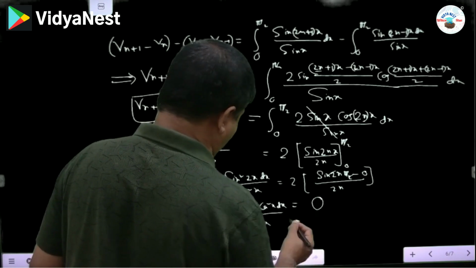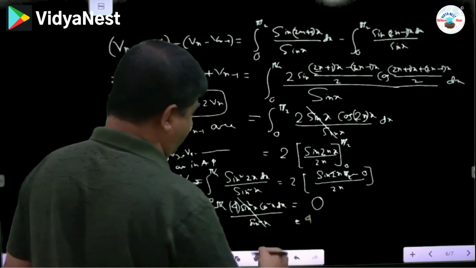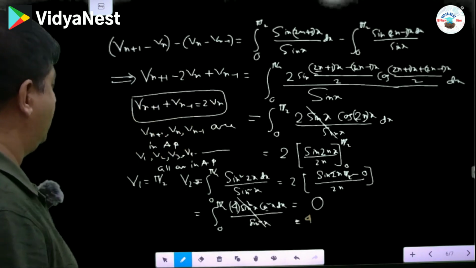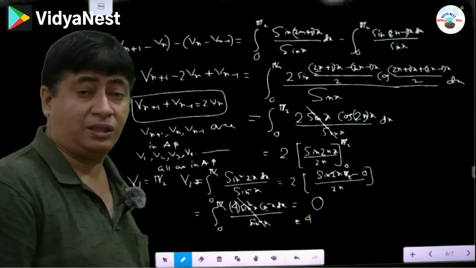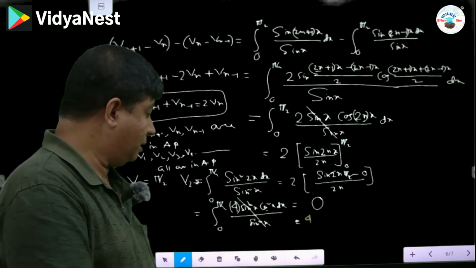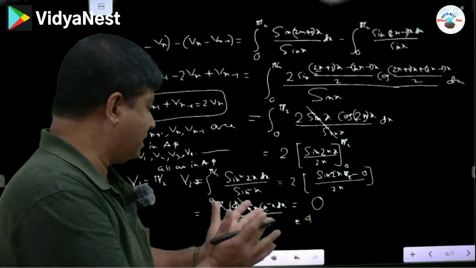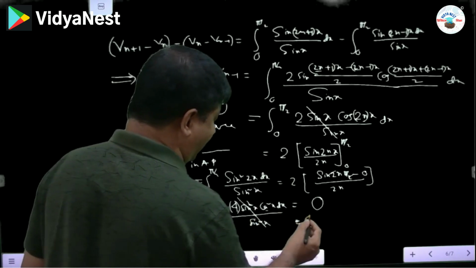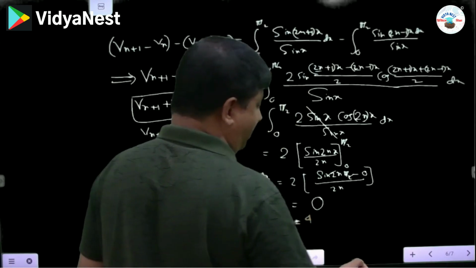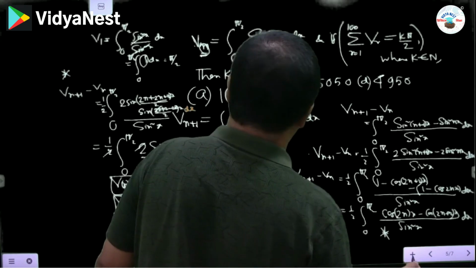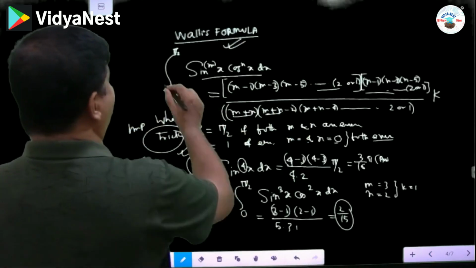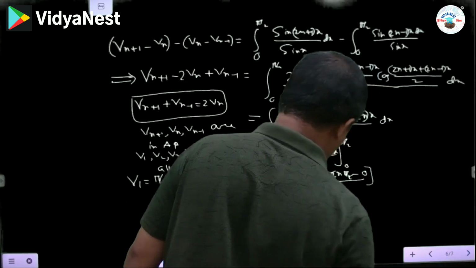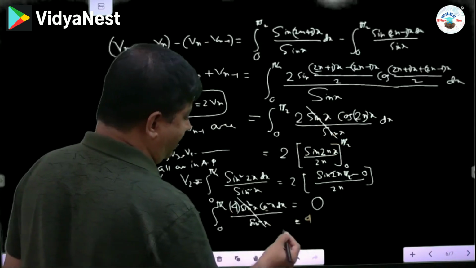A different color I am using. 4 will be taken out. And cos square x. Cos square x means, if you wish, you can complete the integration in a short span by using the Wallis form you were just taught. What is that Wallis form? A few minutes back you went through the Wallis form. This form, if you wish, you can use. See, 4 is already there.